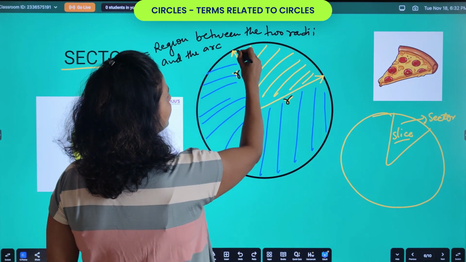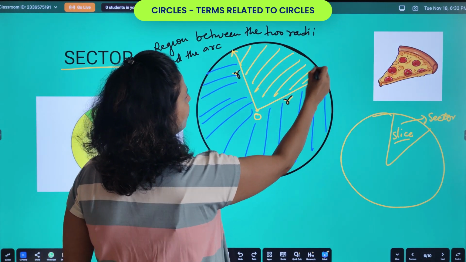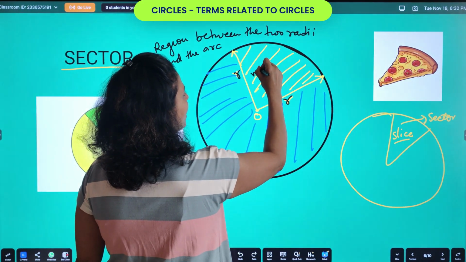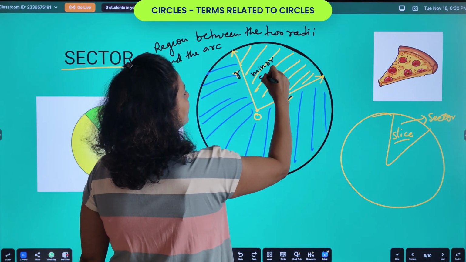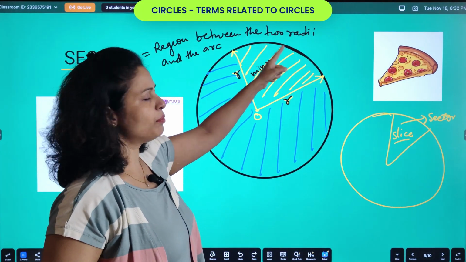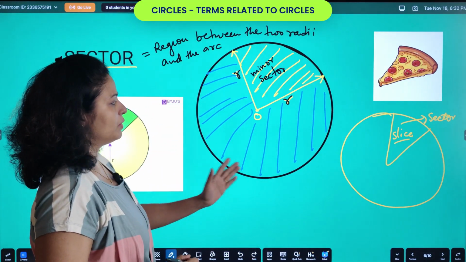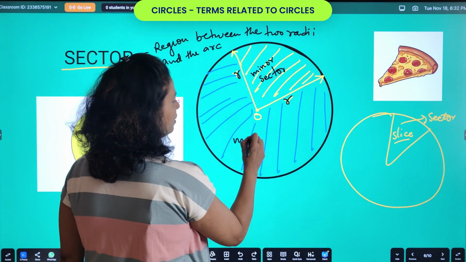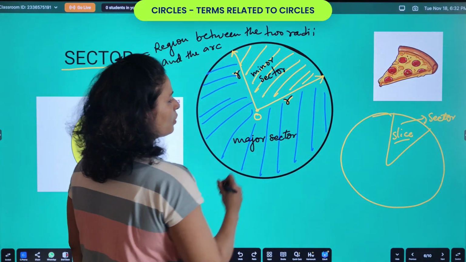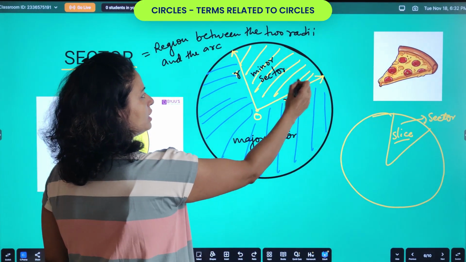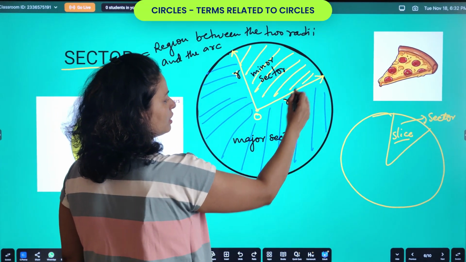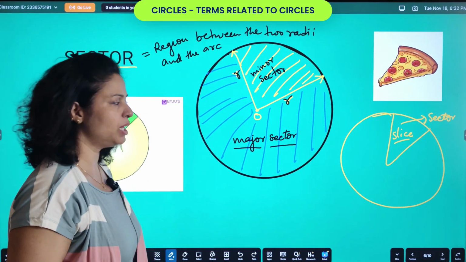this is radius, and which arc is this? Just now I told you it is a minor arc. Okay, so this is called as the minor sector. Okay, because this is a region between the two radius and the minor arc, and obviously the remaining part will be the major sector. Okay, because it is between the two radius, again the same radius, but which arc is this? It is a major arc. That's why this sector formed is the major sector.